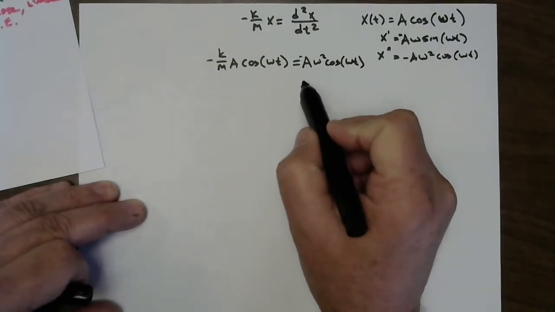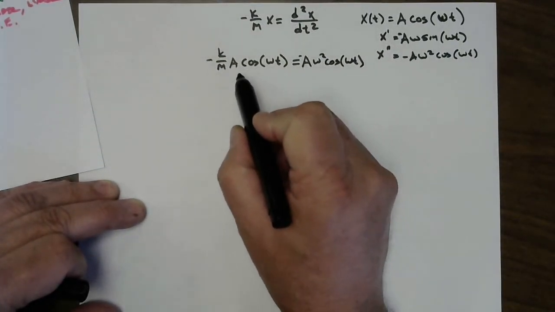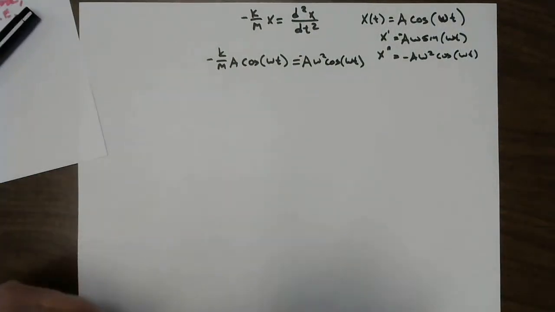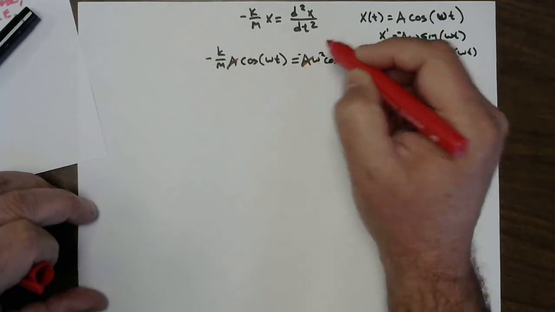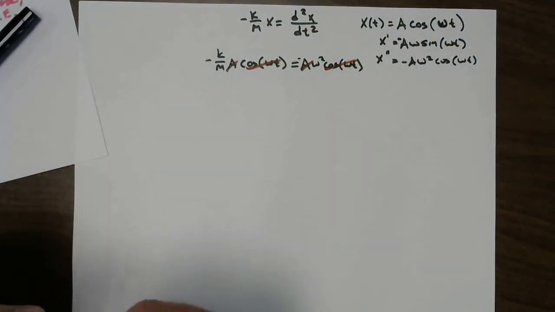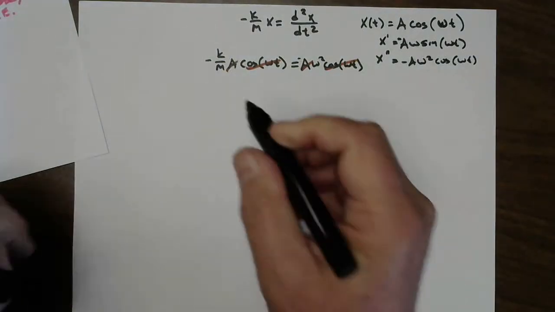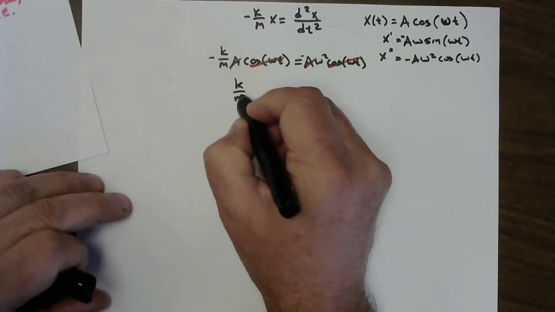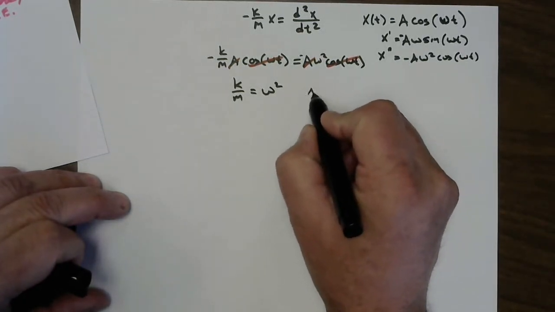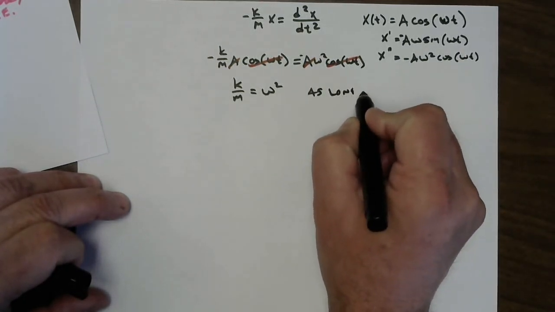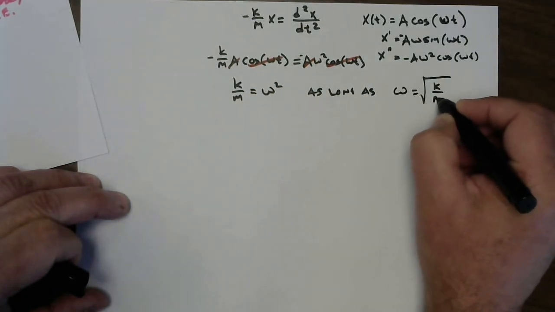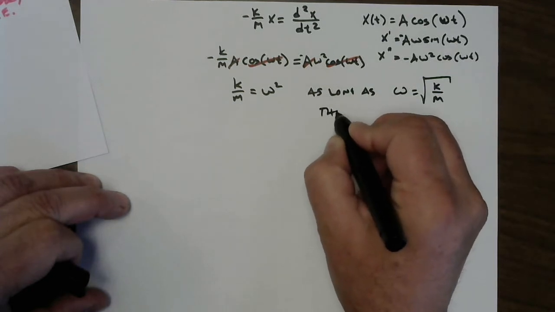And this is proof that it works because we can cancel lots of stuff. The a cancels. The cosine omega t cancels, and all that's left is the fact that k over m, the minus signs cancel as well, has to be omega squared. So as long as omega is the square root of k over m, this is the solution.